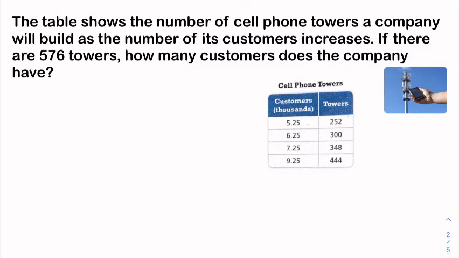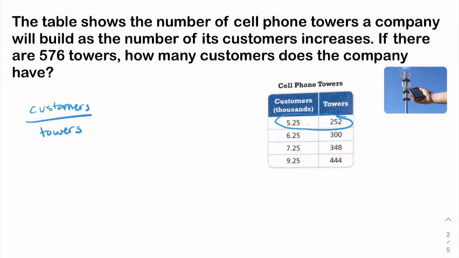So I'm going to take one entry from this table to use in my proportion. I'm just going to pick this first one. Now you can pick any of them. Since this relationship is proportional, you will still get the same answer if you choose another entry. So I'm going to have my customers on top and towers on the bottom.